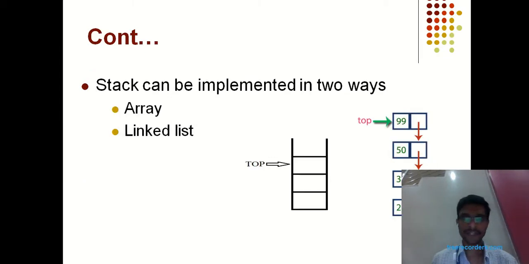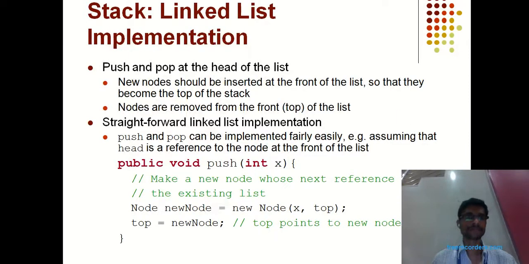Stack can be implemented in two ways. One is by array and another one is by linked list. Here are the images of array and linked list. Implementation of linked stack. Push and pop can be done at only one end, that is the front of the list. New node should be inserted at the front of the list, and a node is removed from the front of the list, that is top. Push and pop can be implemented very easily. Example, assuming that head is the reference of the node at the first of the list.